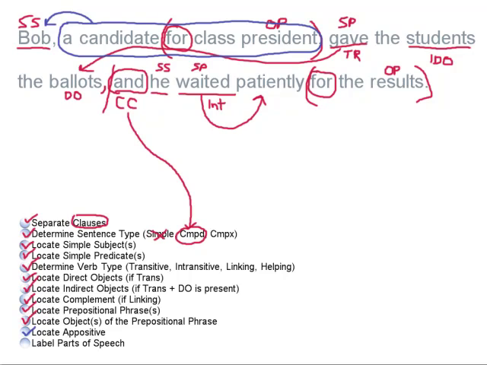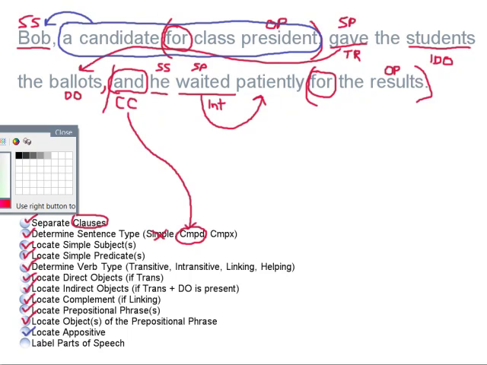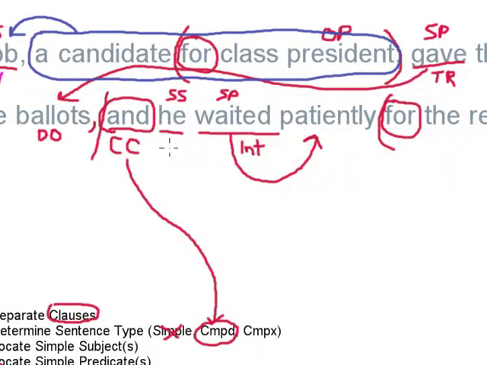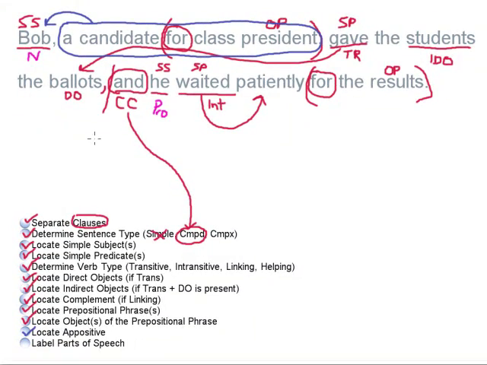All right. Now you have to be able to label the parts of speech. You have to be able to rattle off the parts of speech of all the words in this sentence, okay? A subject is always going to be a noun or a pronoun. So in this case, Bob is a noun. He is a pronoun. All right? So we got that done. We can zip right to our simple predicates. Simple predicates are always going to be verbs. Gave is a transitive verb here. Waited is an intransitive verb. Easy enough, okay?